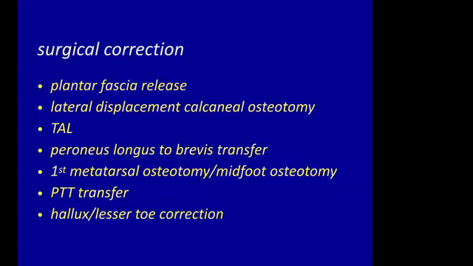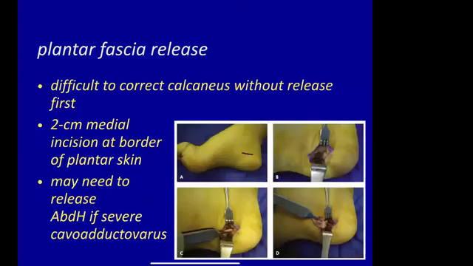One is a plantar fascial release, then a lateral displacement calcaneal osteotomy, a tendo Achilles lengthening, a peroneus longus to brevis transfer. Some people prefer tenodesis, a first metatarsal osteotomy or a midfoot osteotomy, depending on where the apex of the deformity is, a tibialis posterior tendon transfer, and a hallux or lesser toe correction. So how do I go about it? I go about it like I was taught by Mark Myerson during my fellowship. We start with a plantar fascial release.